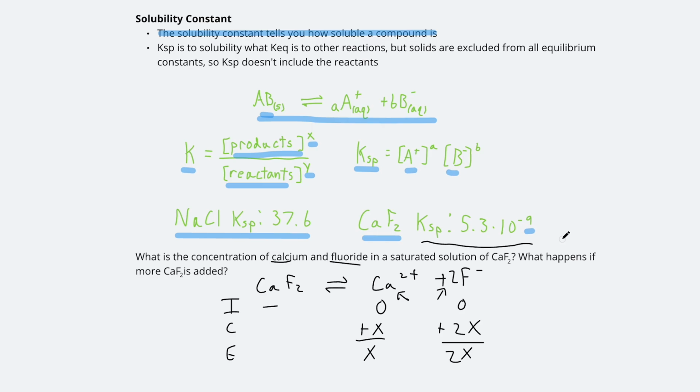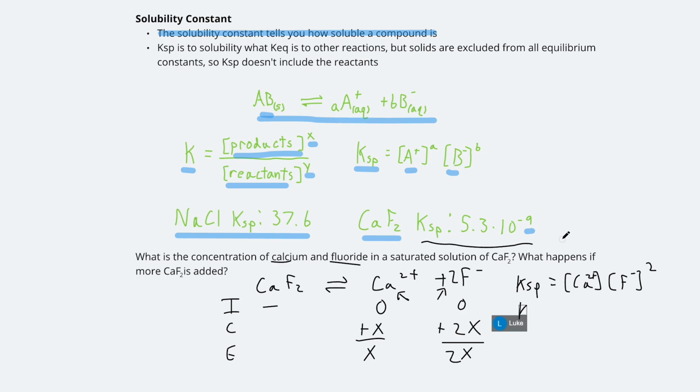Your final step is to plug in those numbers into the equation for KSP. So we do KSP equals the concentration of calcium times the concentration of the fluoride ions. And remember that fluoride is raised to the second power because of that coefficient.